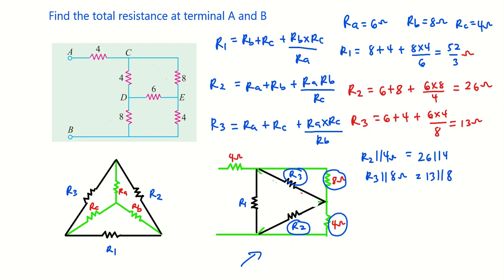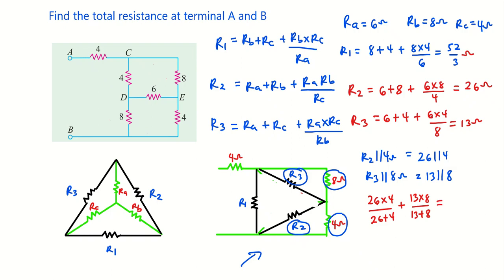Alright, so let's continue. Let's find R2 parallel the 4 ohms. You're going to have 26 times 4 divided by 26 plus 4, right? And then you know this will be in series with 13 times 8 divided by 13 plus 8. So let's simplify this and see what we get.